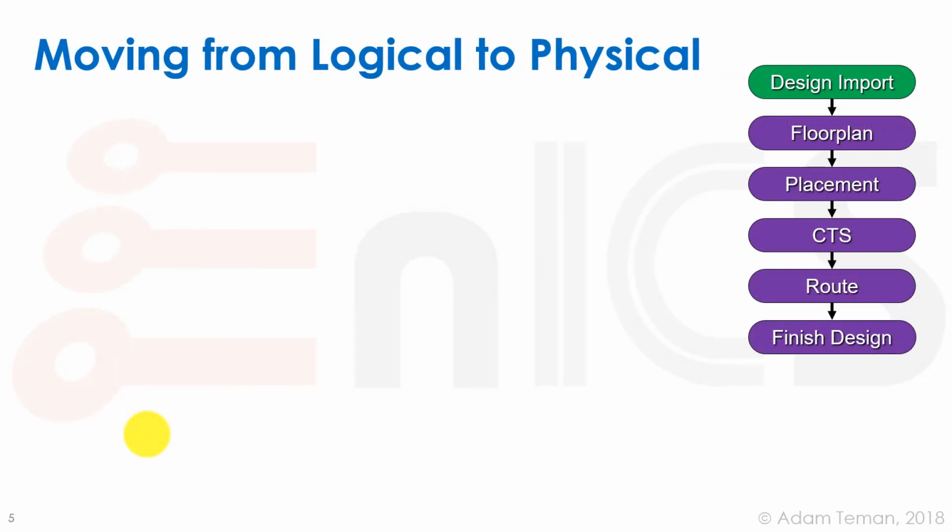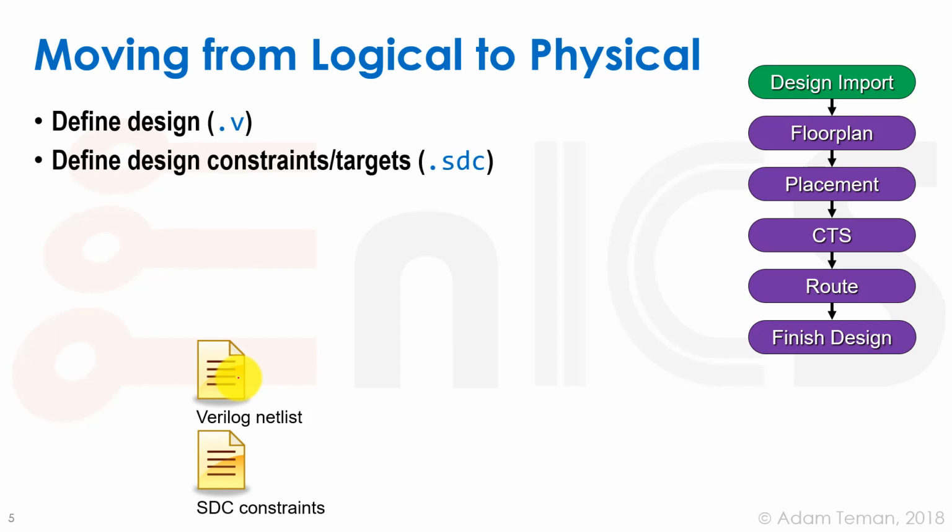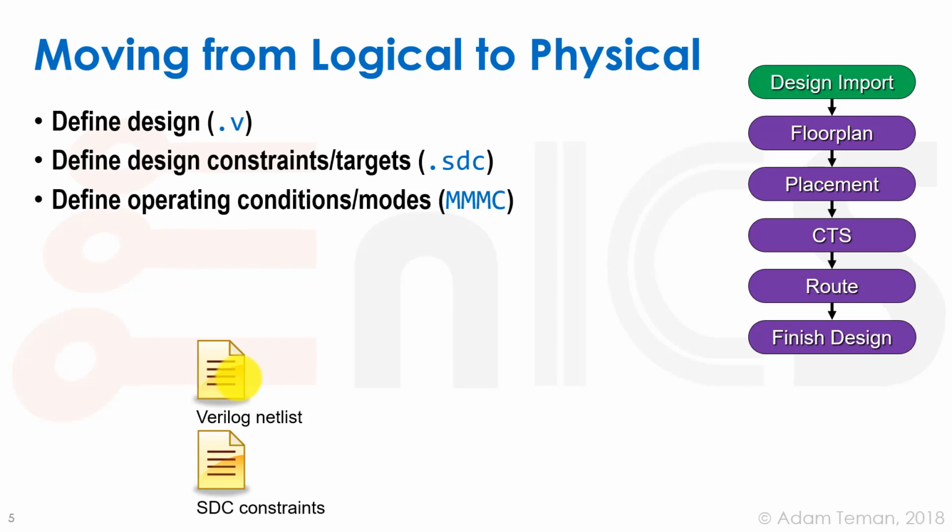So, looking at that from a higher level perspective, we can look at what we need for moving from the logical to the physical design. We have to define our design. That's usually a .v, a Verilog file. We have some sort of a Verilog netlist that came out of our synthesis. We also have our SDC constraints, basically the same SDC constraints. There may be several modifications, but they're basically the same SDC constraints as we had during synthesis, which tell our tools what our optimization goals are.